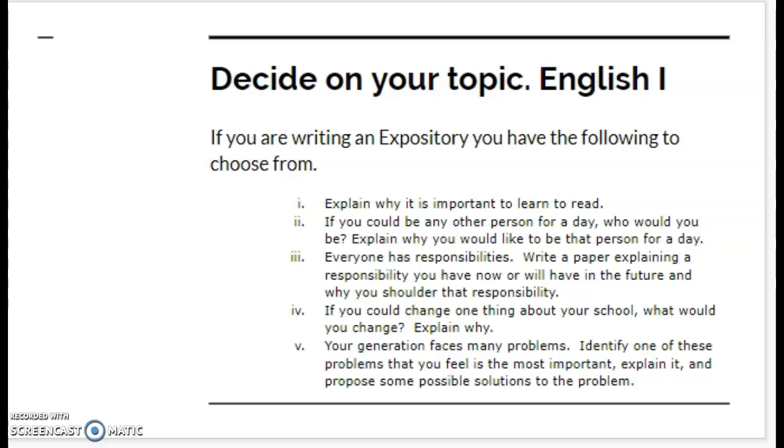Number 4, if you could change one thing about your school, what would you change? Explain why. Number 5, your generation faces many problems. Identify one of these problems that you feel is the most important. Explain it and propose some possible solutions to the problem. Guys, once again, write what's easiest for you, okay? Choose what you know the most about.